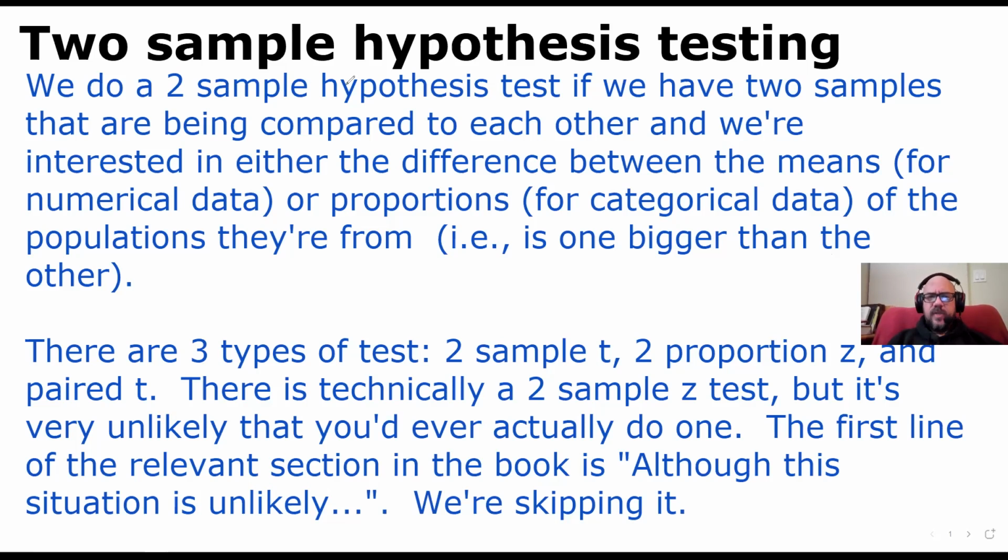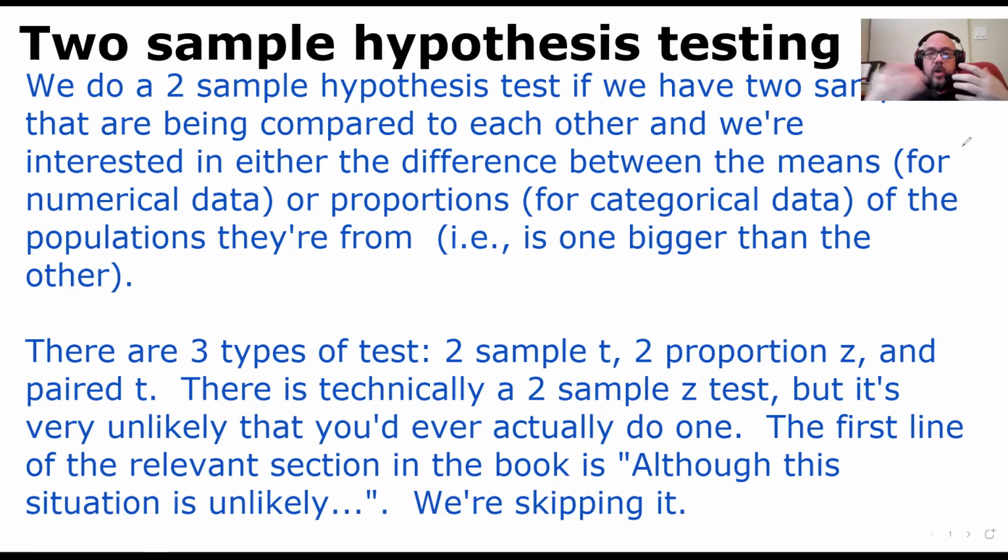If we have two samples that are being compared to each other, there is technically a two sample z-test where we use a z distribution, which is to say we know the population standard deviation. It's very unlikely that that ever comes up. In fact, the very first line of section 10.2, which is the chapter in the book where they go over this, is "although this situation is unlikely." And I agree with them. So we are skipping that. Yeah, so we'll talk about the kind of tests that we're going to do, but we're going to kick it off with the basic two sample t-test.